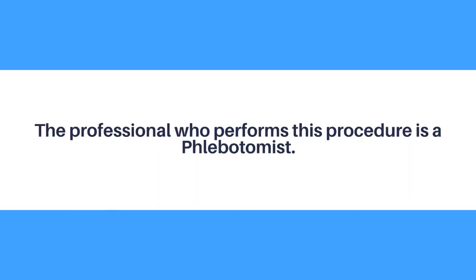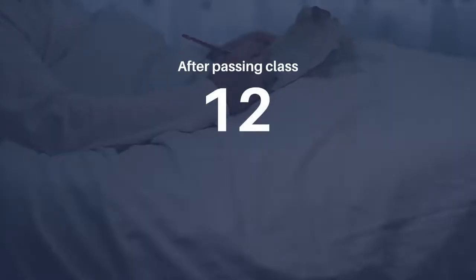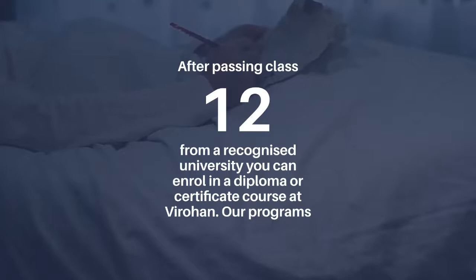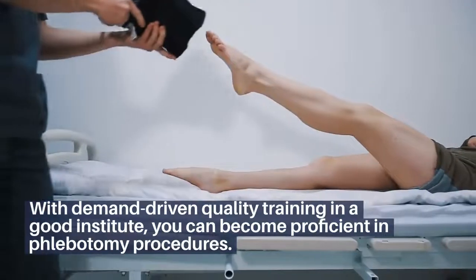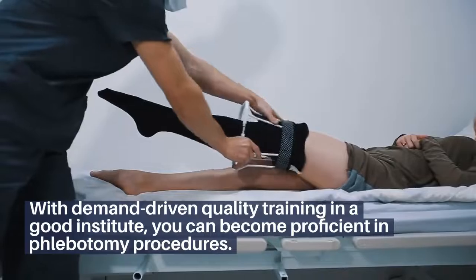The professional who performs this procedure is a phlebotomist. How to become a phlebotomist? After passing class 12 from a recognized university, you can enroll in a diploma or certificate course at Virohan. Our programs are certified by NSDC. With demand-driven quality training in a good institute, you can become proficient in phlebotomy procedures.